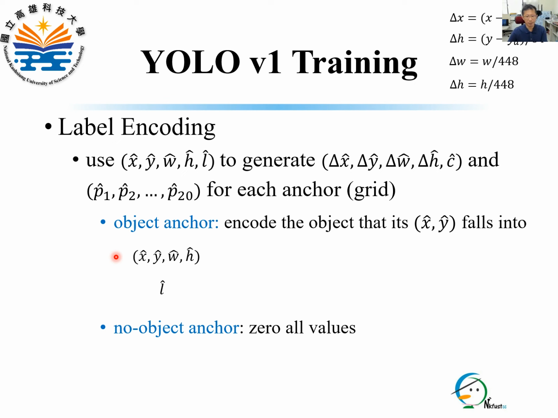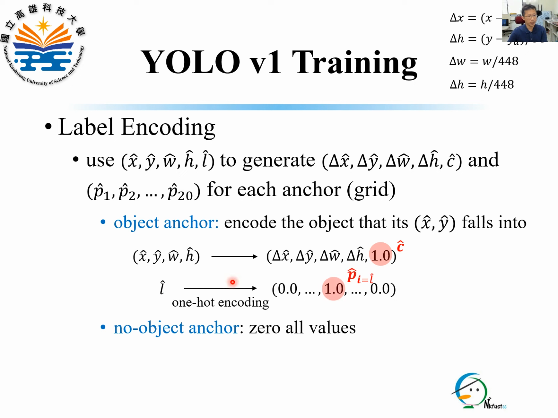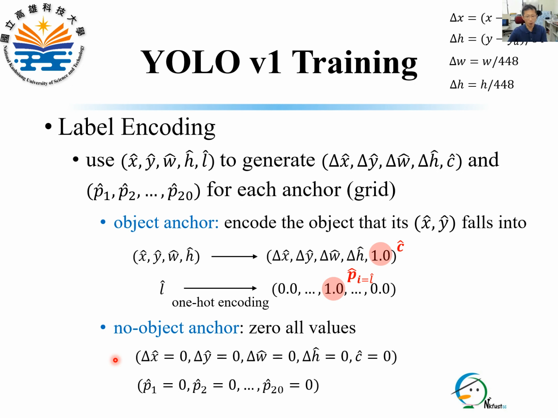Bounding box parameters are encoded by the equations mentioned before, and the object confidence is set as 1.0. The object class is encoded by using one-hot encoding that only sets the term P sub the object class as 1.0. For the non-object anchor that contains no objects, all parameters that this anchor encodes are set to zeros.